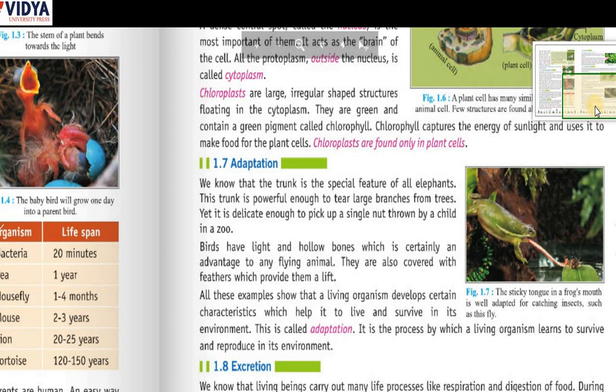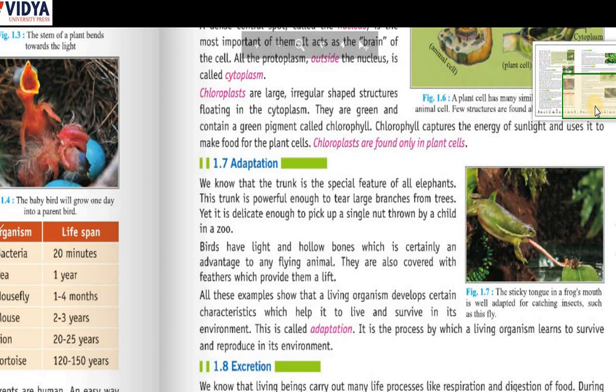Now, the last characteristic of living things is excretion. Excretion is the process in which waste is removed from the body of plants or animals. Normally animal wastes are sweat, urine, carbon dioxide, and plant wastes are mainly carbon dioxide and water vapor. These wastes may harm the body if they are not removed from the body.